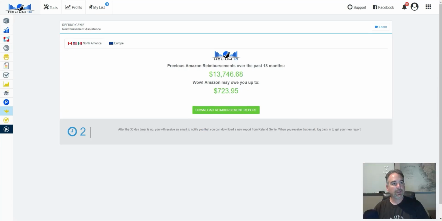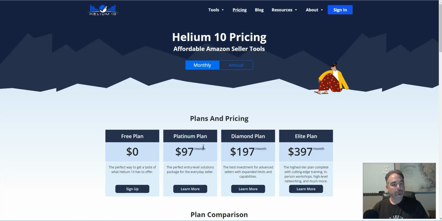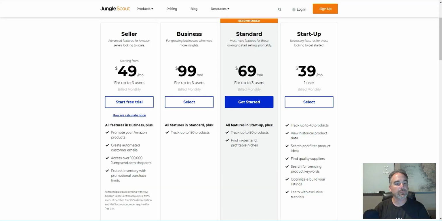Helium 10, this Platinum plan is all you need, really. It's $97 a month, and what it does is it gives you access to all those tools that I just showed you. And Jungle Scout pricing is going to be really, when you're just starting out, you really only need this Basic plan of $39 a month.